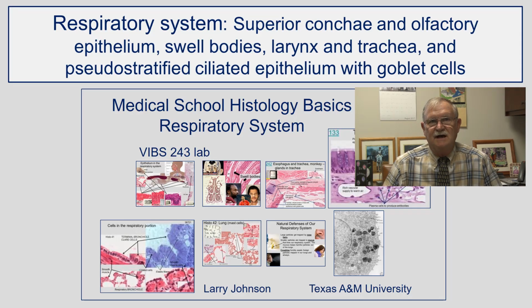Hi, I'm Larry Johnson. I am a professor here at Texas A&M University, and today we want to talk about the respiratory system. We want to talk about the superior conchae, the olfactory epithelium, swell bodies, larynx, trachea, pseudostratified columnar epithelium with goblet cells.